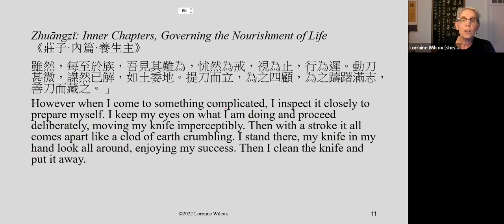However, if it's a difficult thing he has to do, he inspects it closely, he keeps his eyes on what he's doing, he proceeds deliberately, he starts out slowly, and then suddenly the cow comes apart just like a lump of earth that crumbles into pieces. And I clean my knife and put it away.